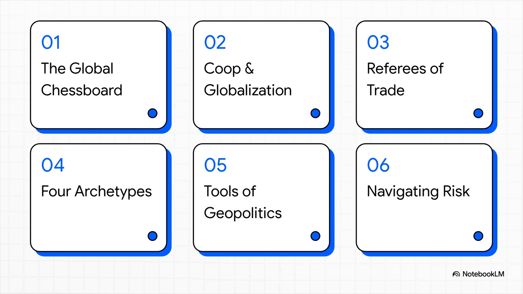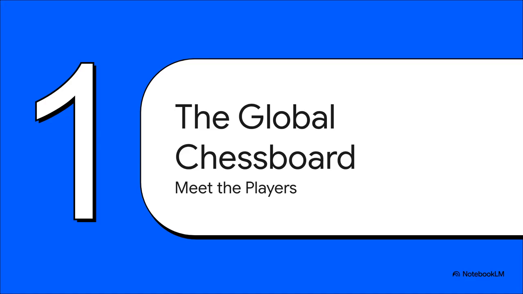First up, the global chessboard. 2. Cooperation and globalization. 3. The referees of trade. 4. Four archetypes of behavior. 5. The tools of geopolitics. And finally, 6. Navigating risk. Starting right off with Section 1, the global chessboard, and meeting the players.